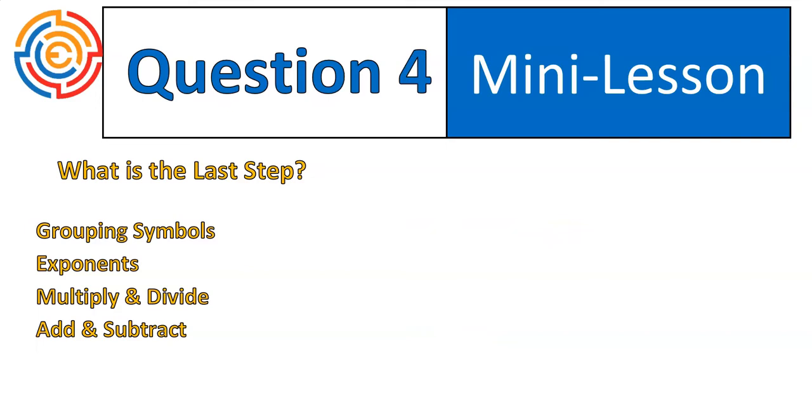Question 4 asks us, what is the last step? This one here is a little bit more complicated because if you're trying to find the last number, you would actually have to solve this expression step by step. But I'm not looking for the actual numbers there. We're going to look at grouping symbols, and that's all we need to look at.